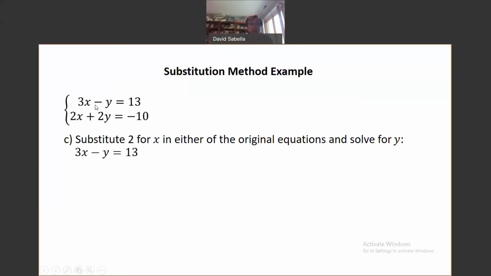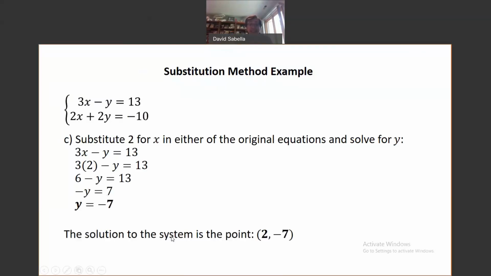So we can plug it in, take your pick. I picked the first one, 3x minus y equals 13, and I plugged in 2 for x, giving me 3 times 2 minus y equals 13, or 6 minus y equals 13, or negative y equals 7. Don't forget the negative. It's easy to do that. And then multiply both sides by negative 1, and you get y equals negative 7, giving me the solution to the system, the point (2, negative 7).